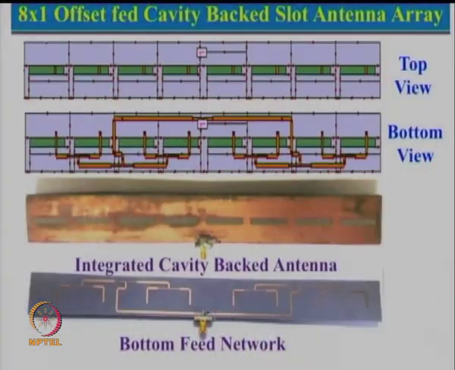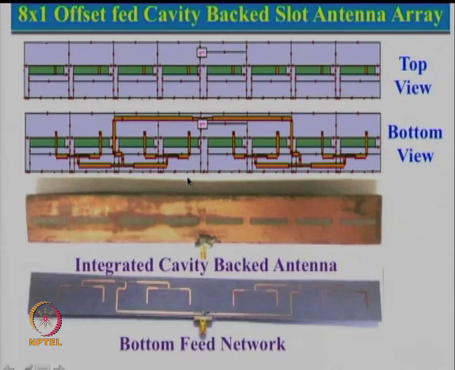So let us just see now how we did the fabrication part. Here is the design part, here is the fabricated part. If you see the top view, that is what you see here. On the top we only see the slots and nothing else, and that is the integrated cavity back antenna. You can see that the shadow is basically the cavity that has been connected over here, and then you can see there is a bottom feed network which is shown over here.